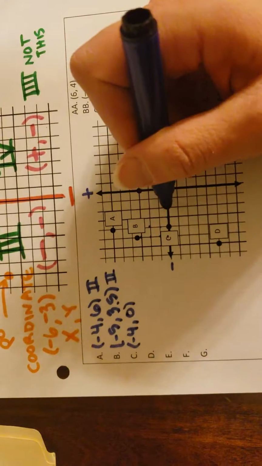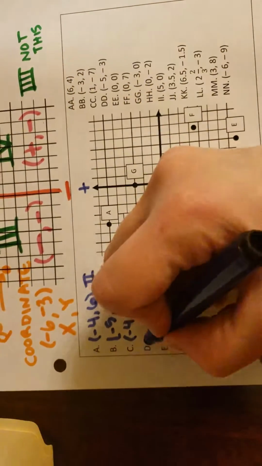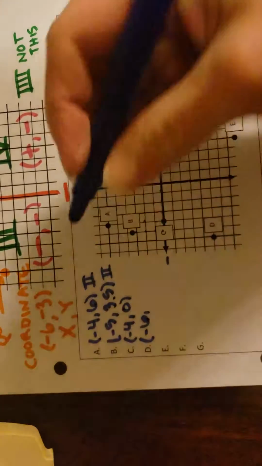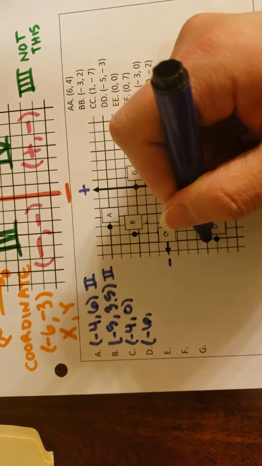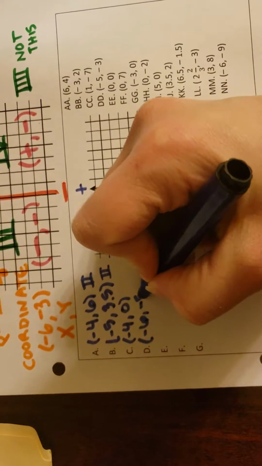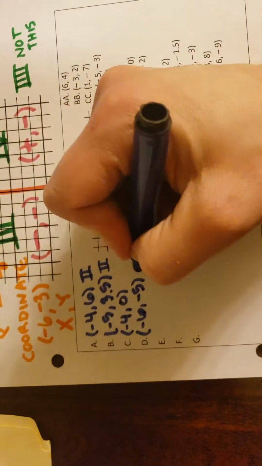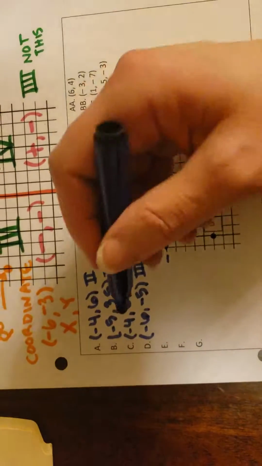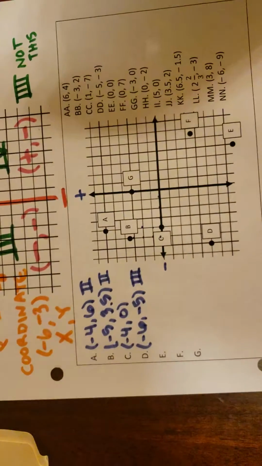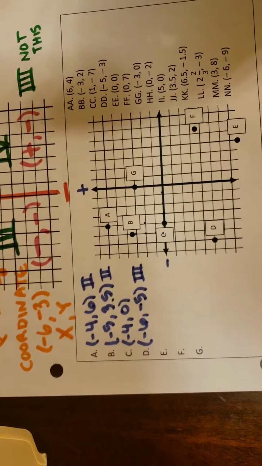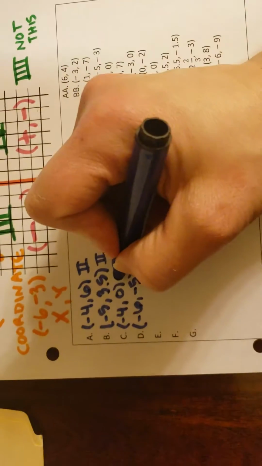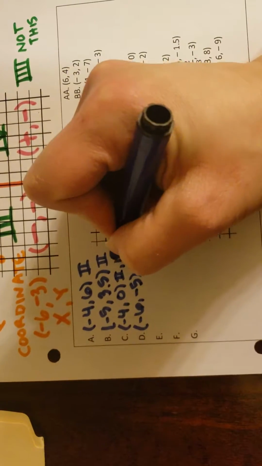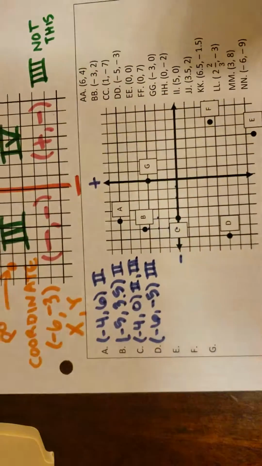Okay, D is 1, 2, 3, 4, 5, 6 to the left, and 1, 2, 3, 4, 5 down. So make sure you have a negative 5, and that is in quadrant 3. Now, what about point C? Is that in quadrant 2 or 3? Or is it in both? That one's kind of tricky.